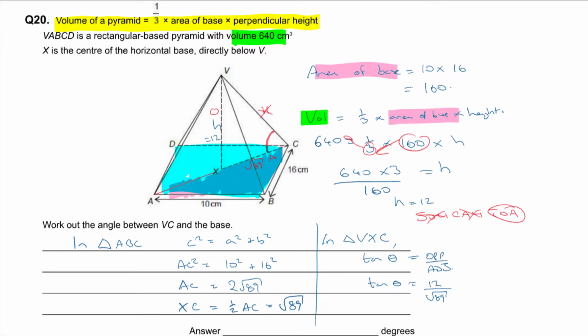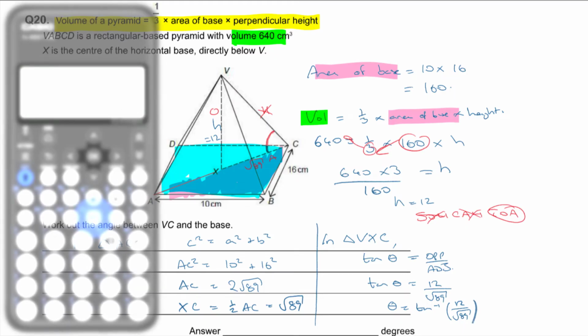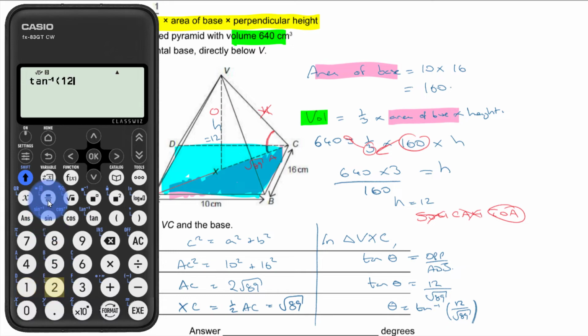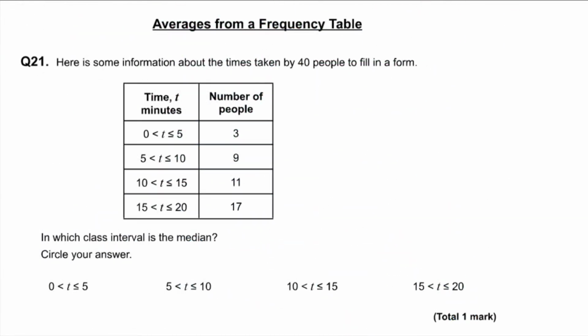So then what I want is theta, though. I don't want tan theta, so I'm going to do theta is equal to the inverse tangent of 12 over the root of 89. So what's that? So shift tan 12 over root 89. Apparently that's 51.8. 51.8 degrees. Lovely. Moving swiftly along, we're going on to averages from a frequency table.